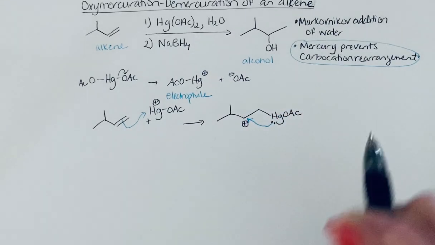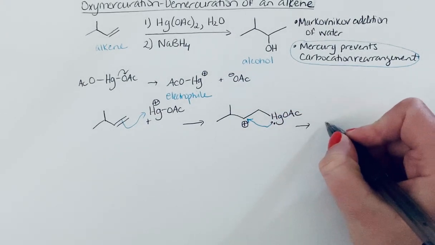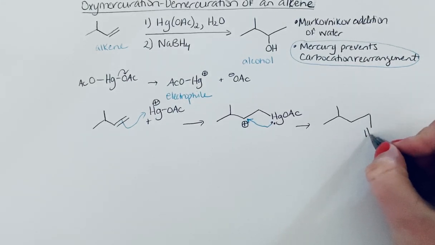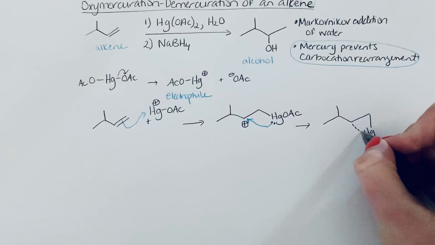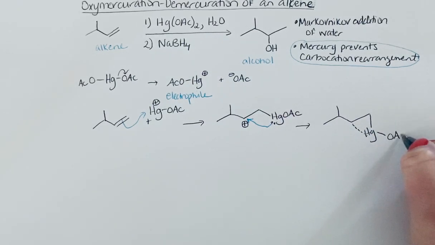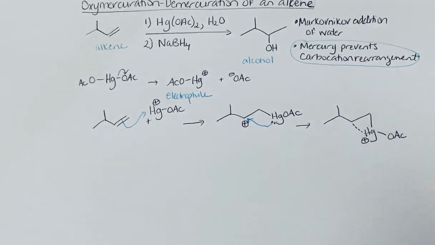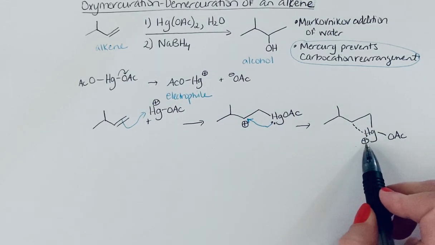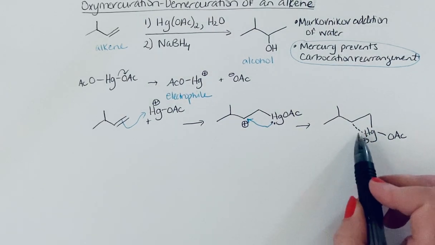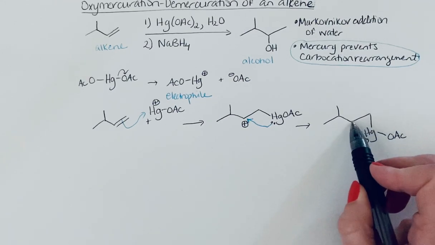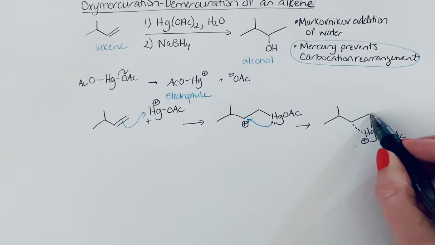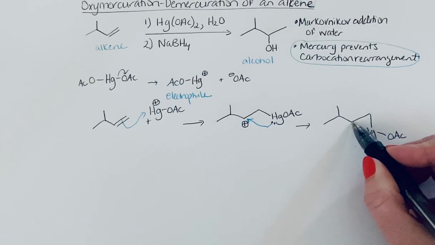That's what prevents that carbocation from rearranging, because you don't actually have a carbocation. You have this bridged mercurinium ion instead. The mercury is helping to stabilize that positive charge. The positive charge is being shared with this mercury and both of the carbon atoms that it is attached to. One of those carbon atoms is primary, the other is secondary.